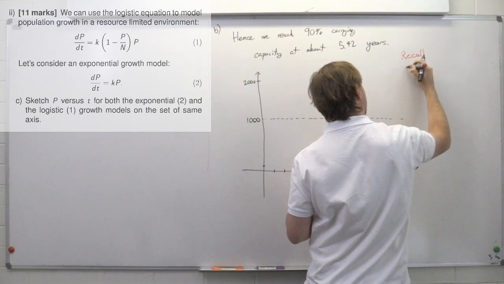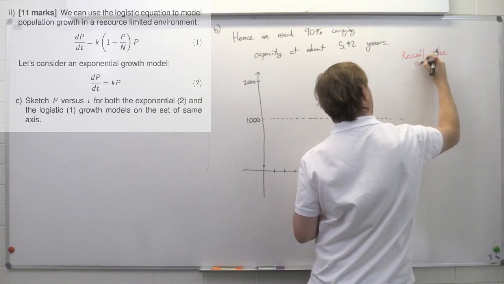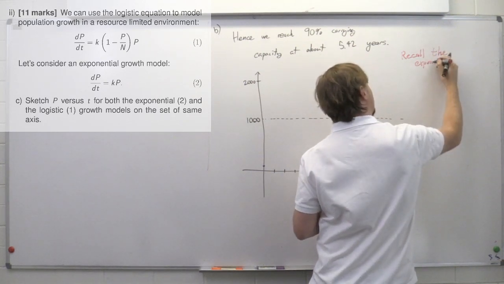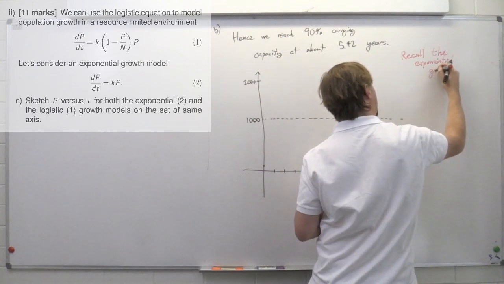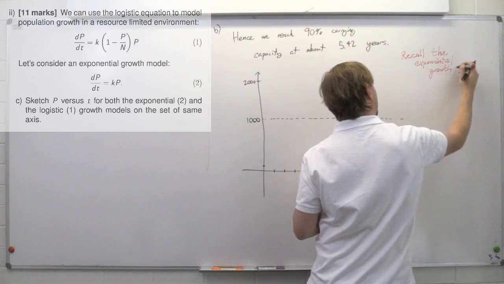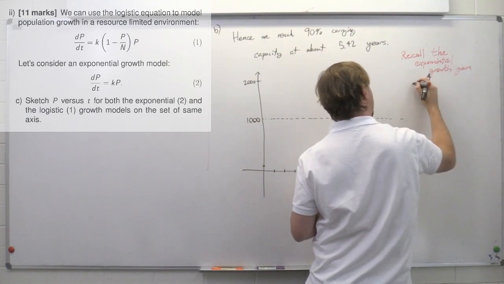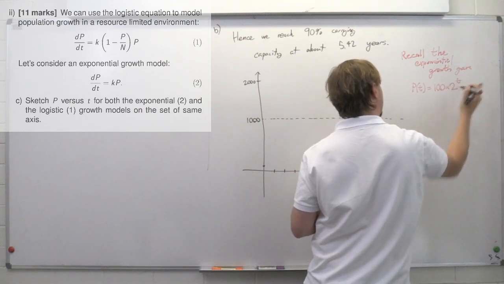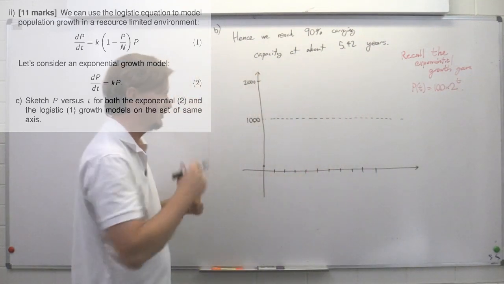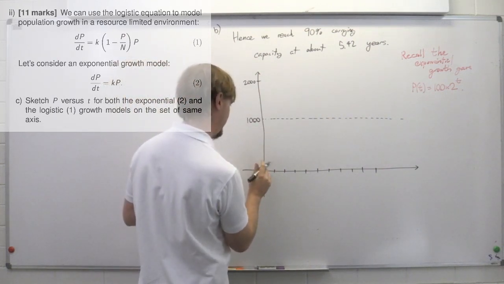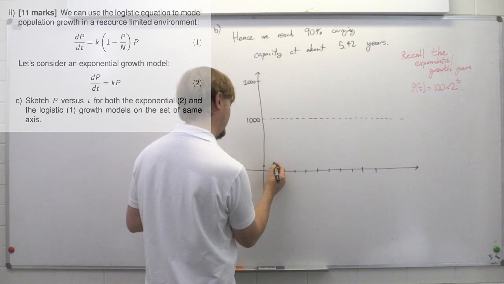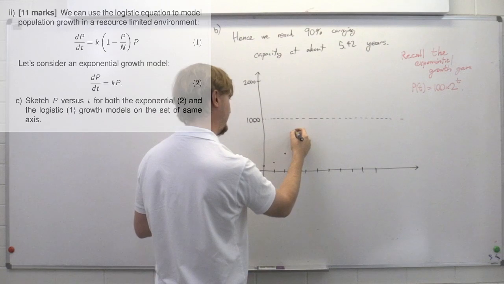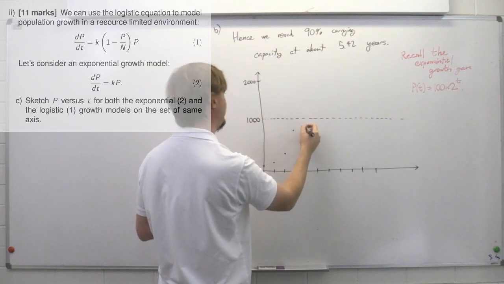But I'll just remember that the exponential growth gave, well, it actually gave us that the population was 100 times 2 to the t. So that's actually quite easy to plot because it starts at 100. After a year, it's up at 200, then it's doubled again to 400. Then it's doubled again to 800. Then after another year, it's gone to 1,600.